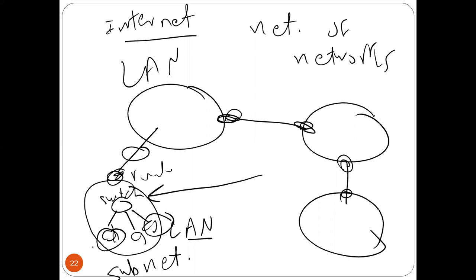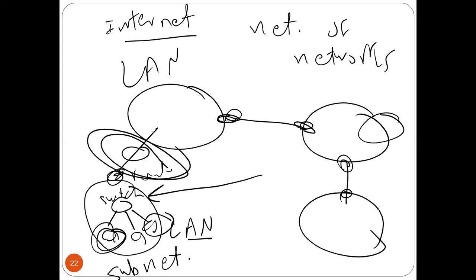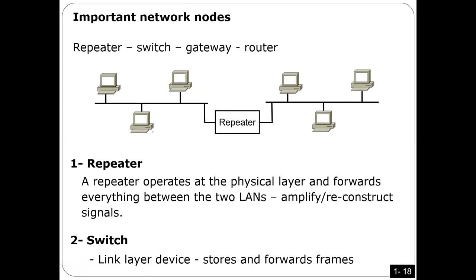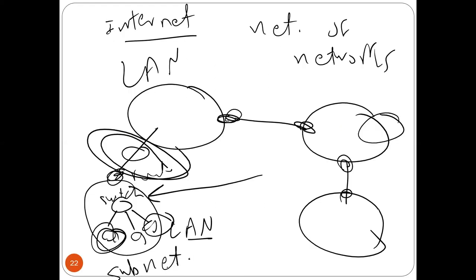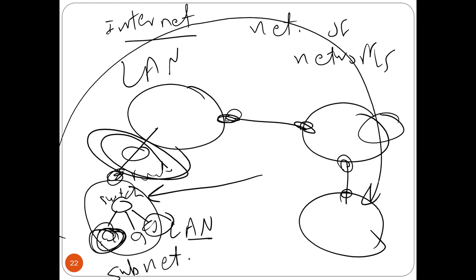But if one computer wants to talk to another computer in a different LAN, in this case, we have to use routers. Routers, similar to the switches, actually store and forward packets, okay? So I have to receive a packet, I have to identify the bits of this packet, and then I have to forward it, okay? They work almost the same way, somehow very close to each other. However, a switch is used only to connect computers in the same LAN. But the router can connect a computer in a LAN to any other LAN, okay?